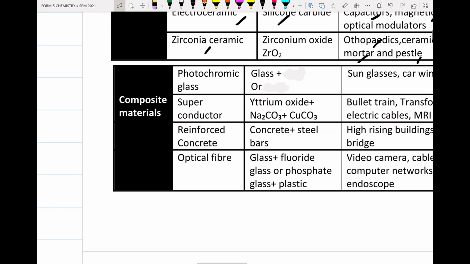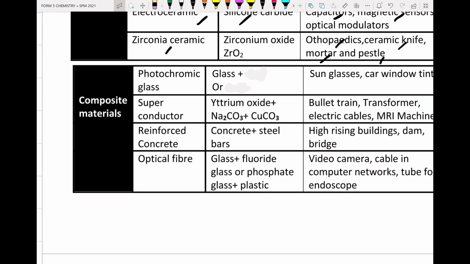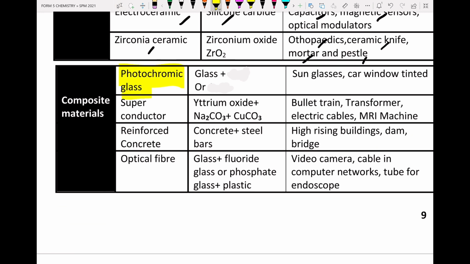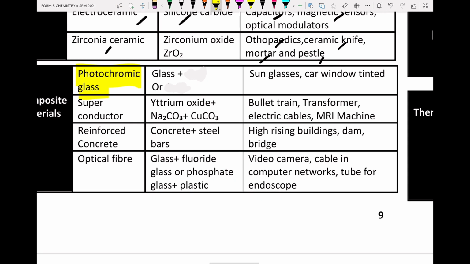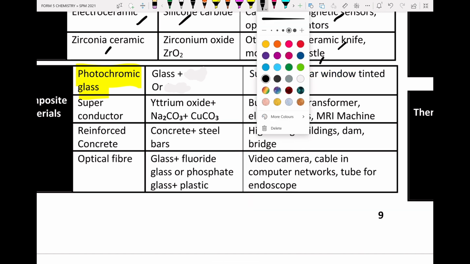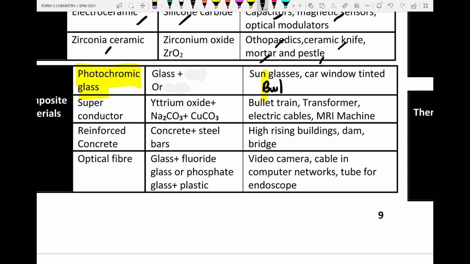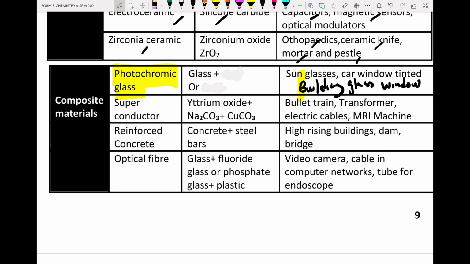All right, so next one will be composite material. Among all these composite materials, the very important one is photochromic glass. Photochromic glass is used to make sunglasses, car windows, car tinting, even building glass windows. It can darken during daytime and become brighter during nighttime, depending on the intensity of UV light. The substances present are glass, and another substance very sensitive to UV light, silver chloride or silver bromide.